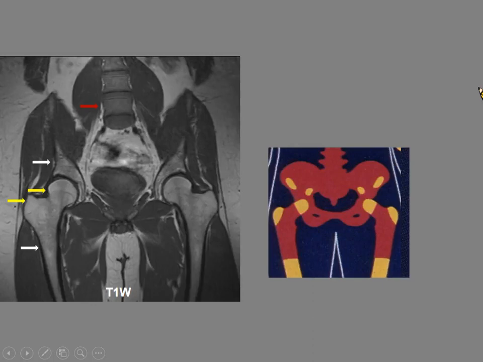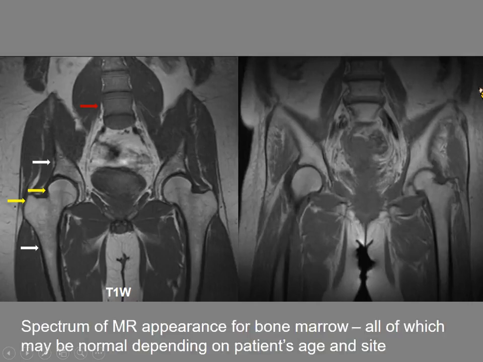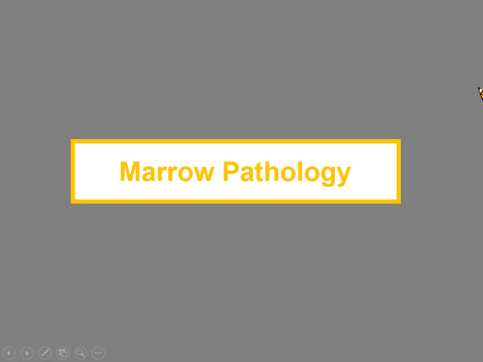And finally, in the areas in between, we have a mixture of red and yellow marrow, giving it an intermediate to high T1 weighted signal. On the other hand, if you were to look at the marrow in an older patient, it has a more homogeneously high T1 weighted signal, like what you see here. So what is important to note is that you can have a spectrum of MR appearance for the bone marrow, all of which may be normal depending on the patient's age and the particular site that you're looking at. So with this in mind, let's go on to look at marrow pathology.